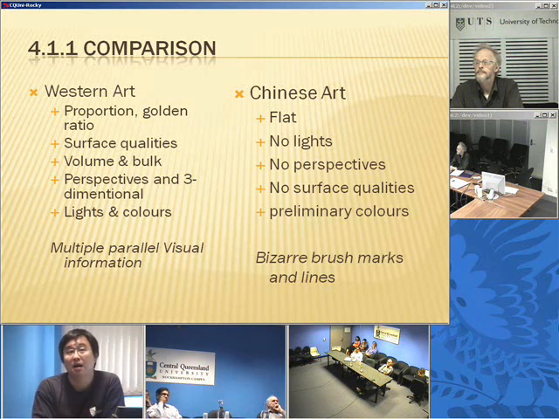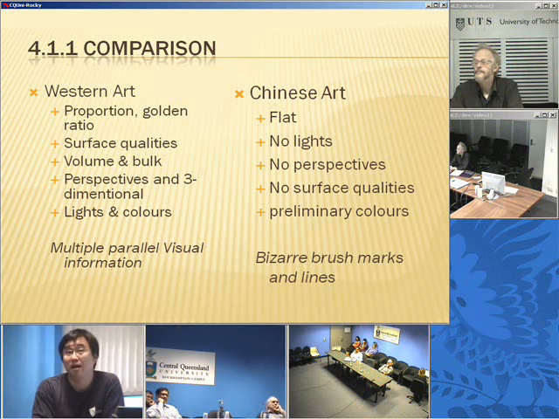Western art always emphasizes volume and bulkiness, and single-point perspective to create a three-dimensional sense of space. It also emphasizes light and thus colors, the relationship between colors. So in one sentence, I think Western art is trying to provide viewers with multiple parallel visual information so as to reproduce a sense of reality.